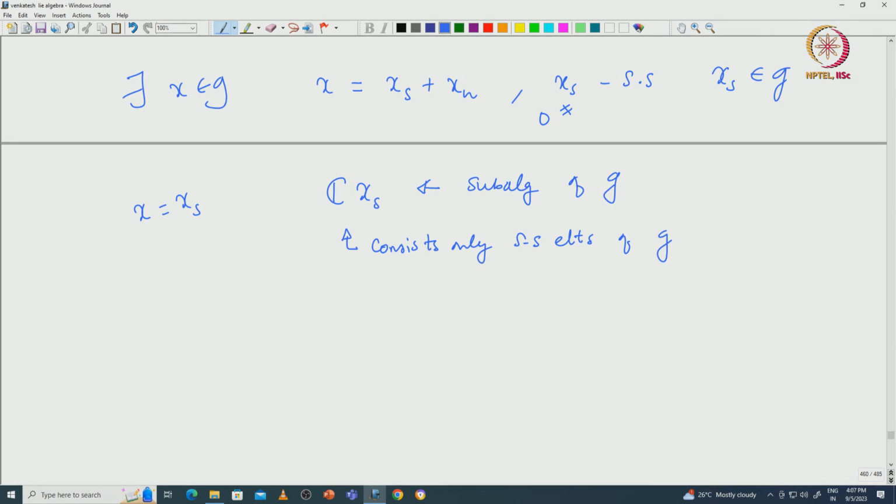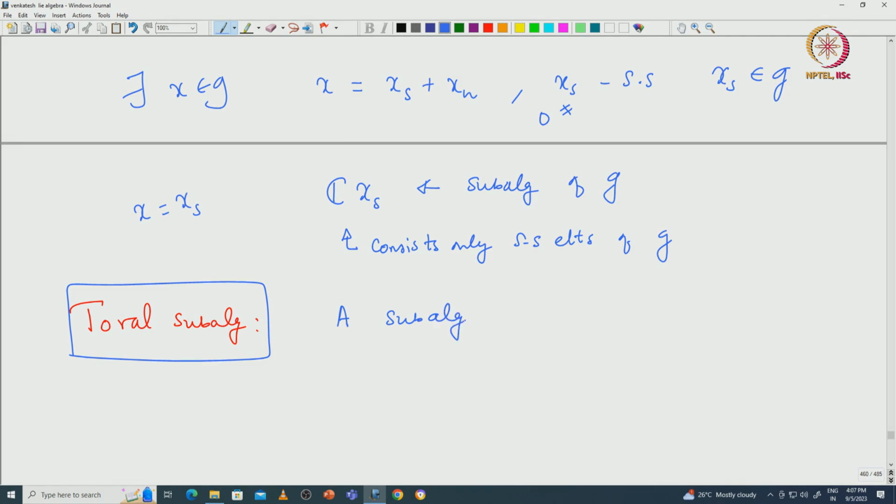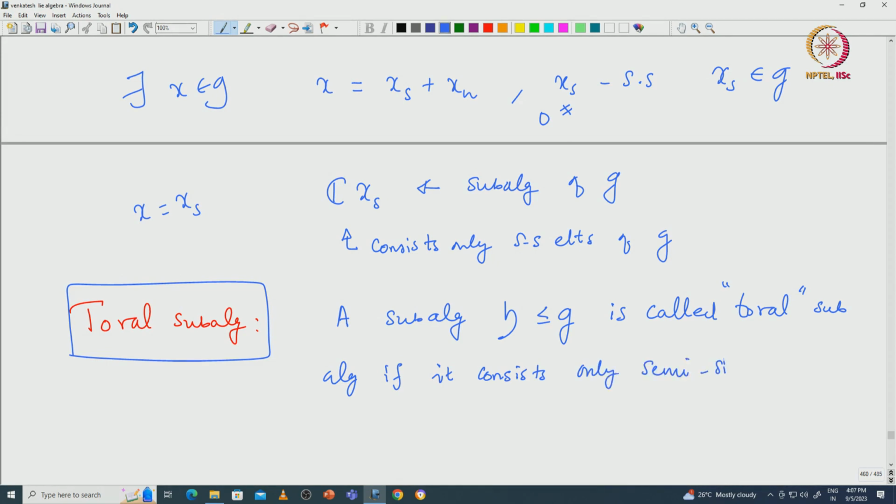So, what is a Toroidal subalgebra? It is a subalgebra of G, traditionally denoted by H. A subalgebra H of G is called a Toroidal subalgebra if it consists only of semisimple elements of G. So, we have seen that there are some Toroidal subalgebras of G.